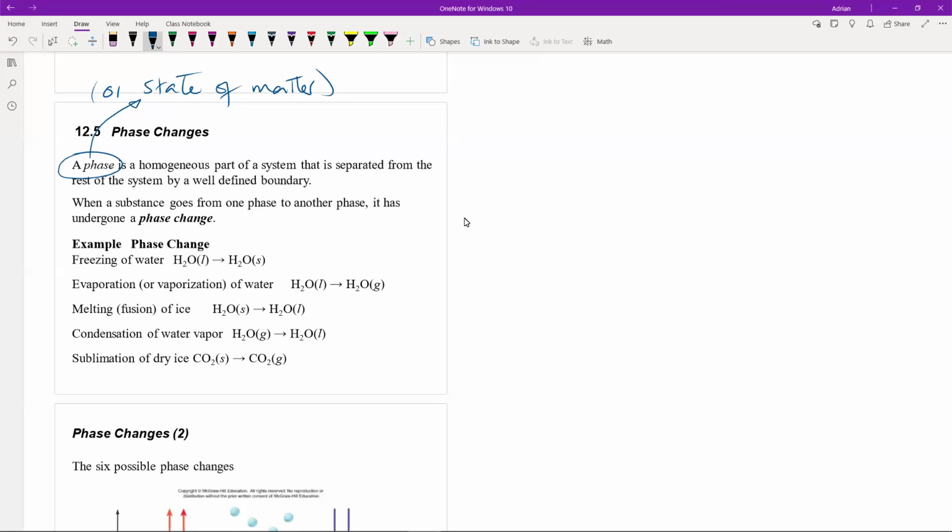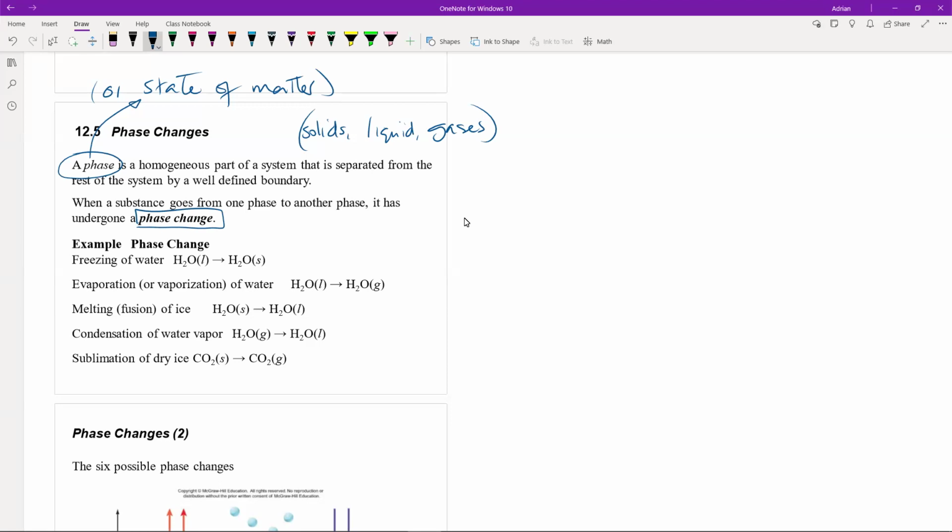Okay. This is just a homogeneous part of a system, and it needs to be separated from the rest of the system by some sort of a boundary. So we talked about solids, but liquids and then gases, those physical states that we encountered throughout the semester so far. So when a substance changes from one phase to another, we say that it has undergone a change in phase or a phase change. And we're going to take a look at several of these, the terms associated with the phase changes, and then also the energy changes associated with these as well.